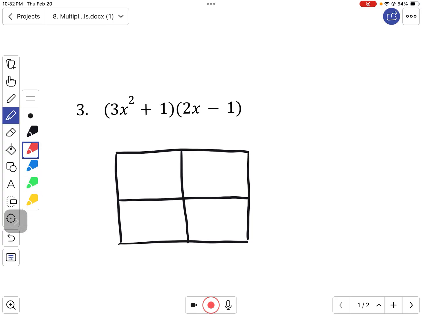And you actually can put these on any side you want. I tend to always put that first one going down the side here, and I tend to put the second one going across the top. But you could flip-flop those. It wouldn't really matter.